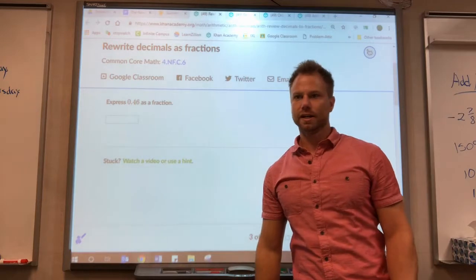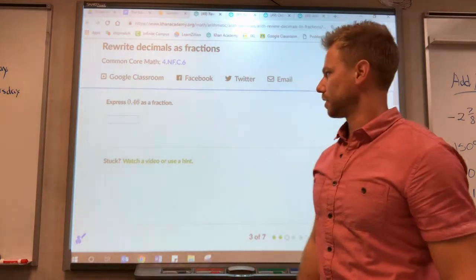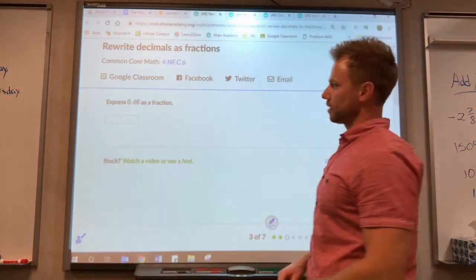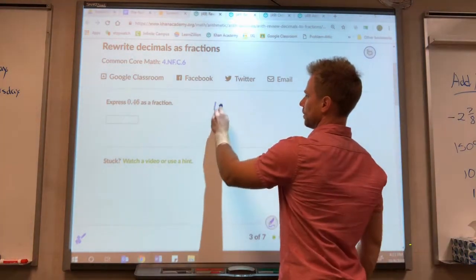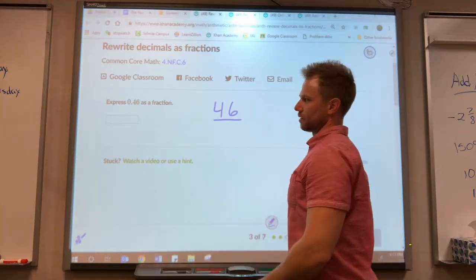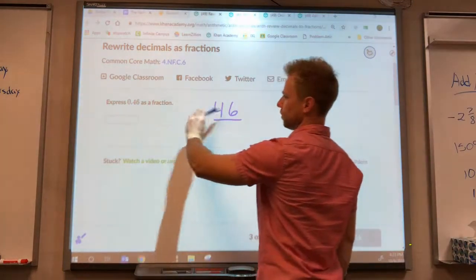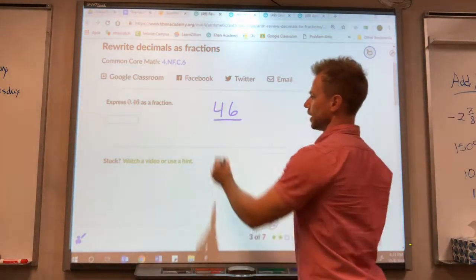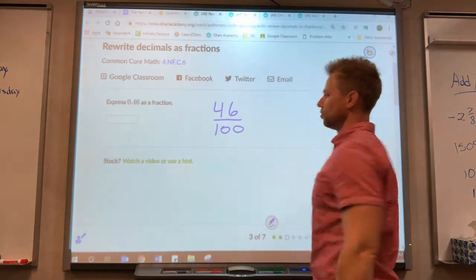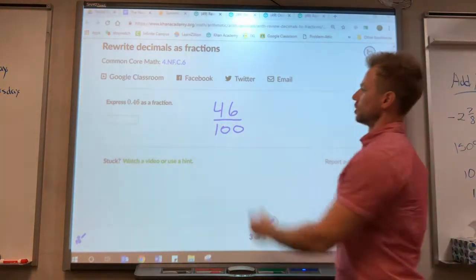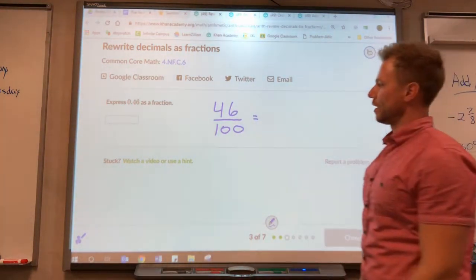Objective 3 in more on rational number arithmetic. We need to change this decimal into a fraction. So we take the numbers 46, the numbers behind the decimal, put them in the numerator. There's 2 numbers behind the decimal. That means we need 2 zeros on the bottom. So we get 46 out of 100.